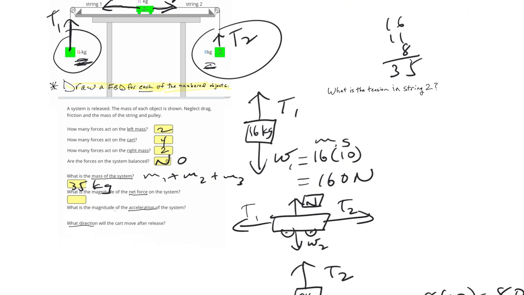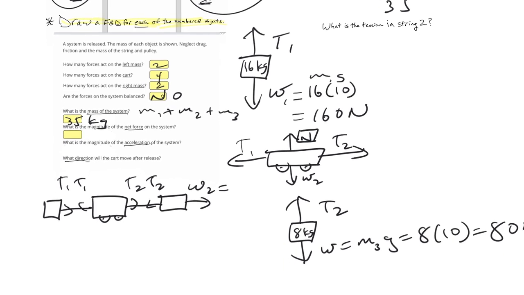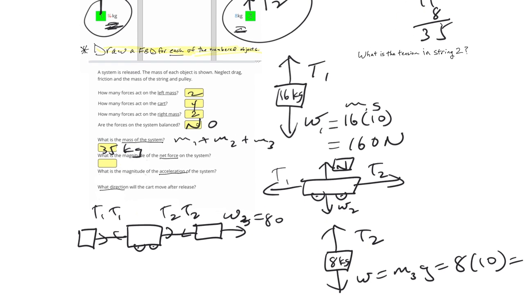Okay, what is the size of net force on the system? Okay, so if I straighten this whole system out, there's the cart. Remember, I like to straighten it out because you can do that with pulleys. Okay, here's T1 and here's T2. T1 and T2 are not equal to each other. And then there's the weight here, weight 3. Oops, that's weight 3. 80. And there's weight 1. Weight 1 is 160.